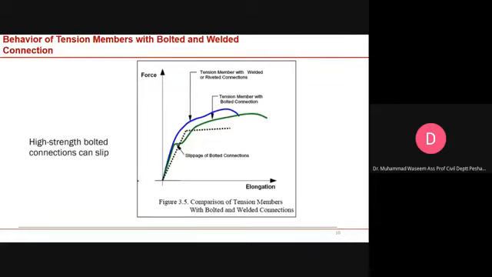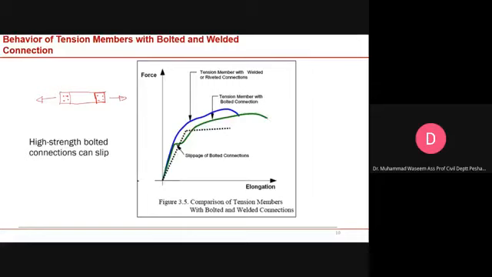Now, as we discussed, any tension member is subjected to axial forces, but it needs to be connected as well. We have discussed that the connections can be riveted connections, welded connections, or bolted connections. So this graph is showing the performance of a tension member with bolted and welded connection.